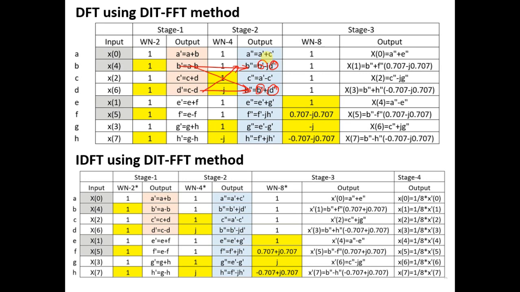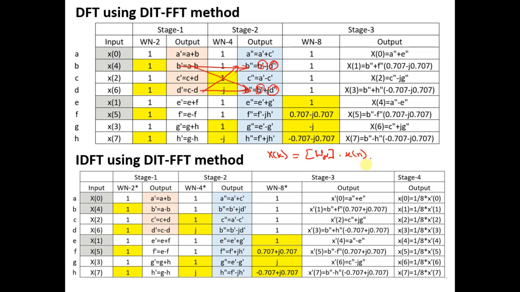Now the thing is that while we discuss the DFT, it was X of k equals Twiddle factor into x of n.